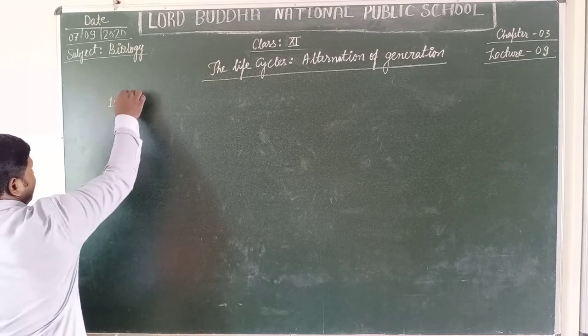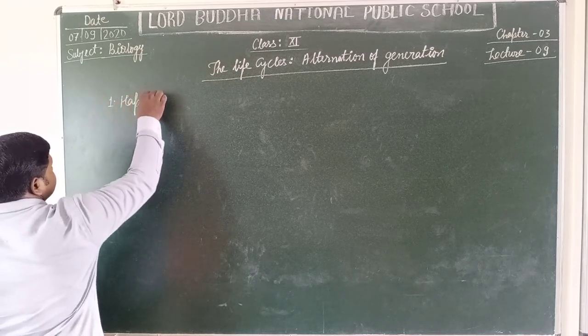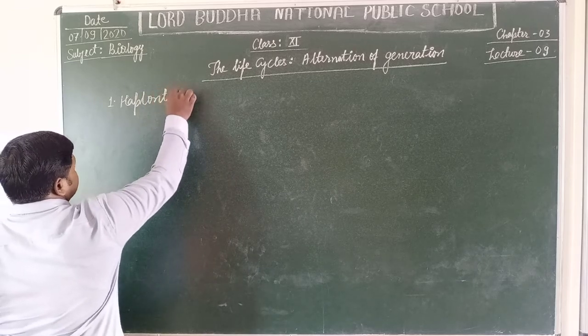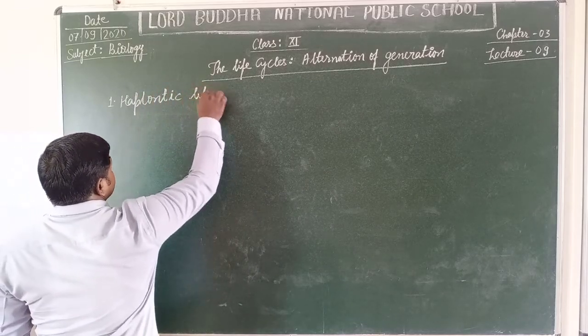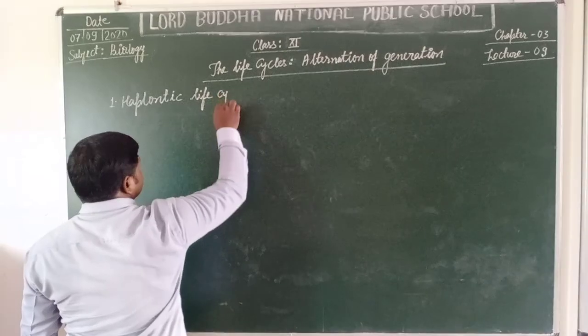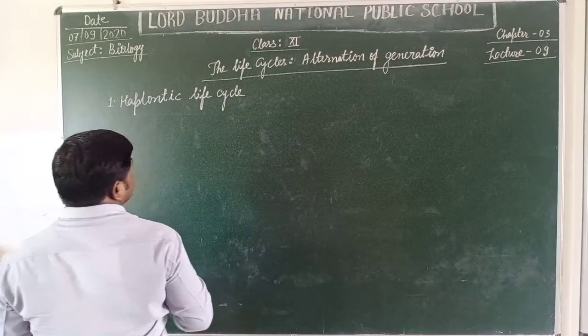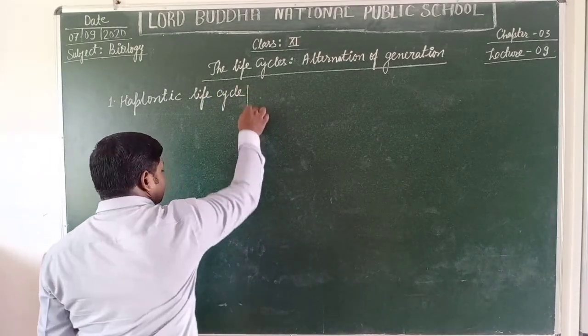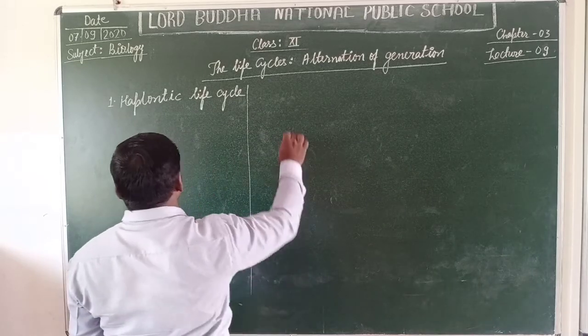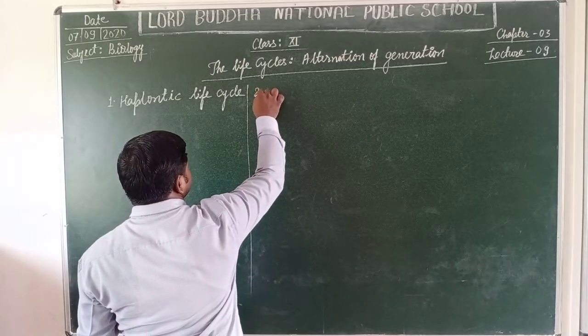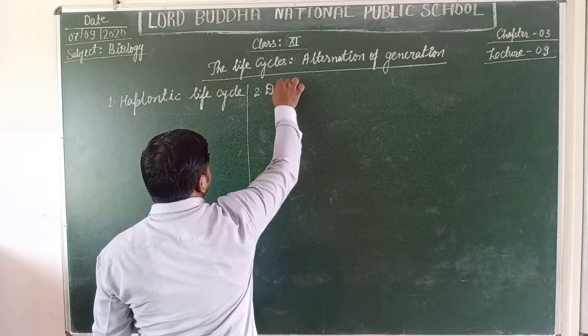The first one is the haplontic life cycle. The second one is the diplontic life cycle.